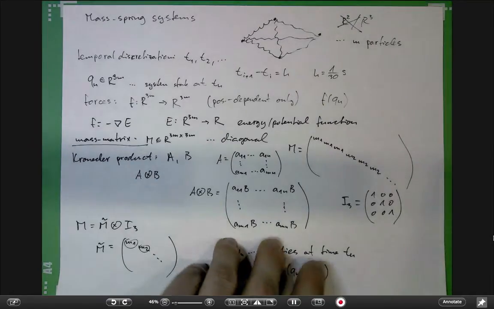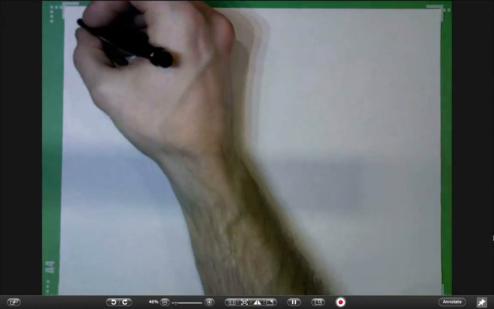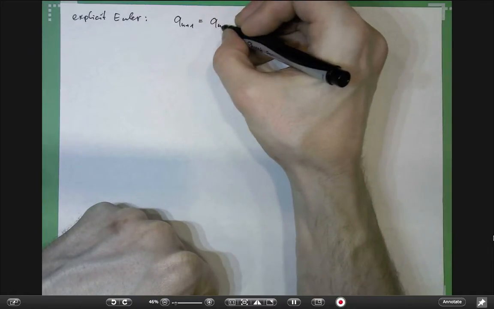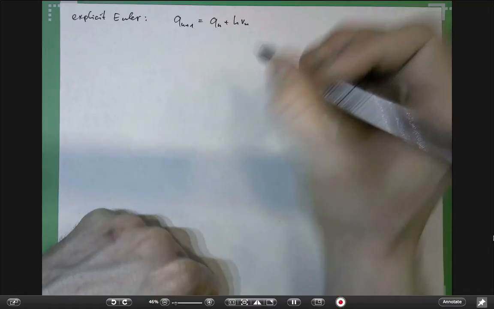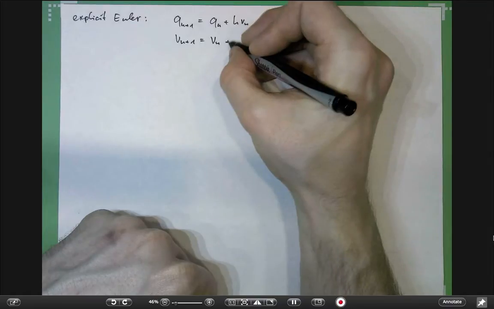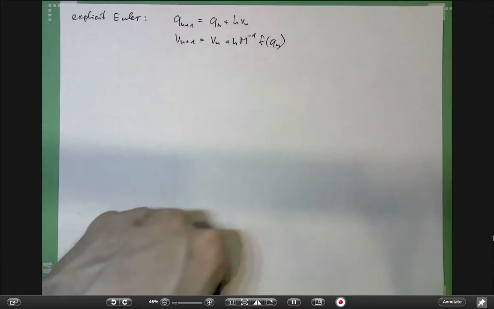I think so far it's pretty simple. So how does explicit Euler work with this setup? Probably already seen it many times, so just write it down. So we are at time Qn, and we need to compute Qn plus 1, right? So the Qn plus 1 is Qn plus h times the velocity. H is my time step. And I update the velocities as well, so it's going to be Vn plus h M inverse F of Qn, right?